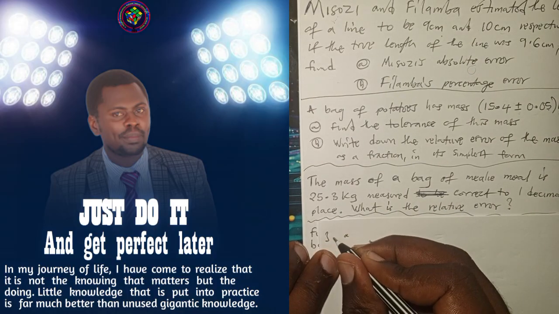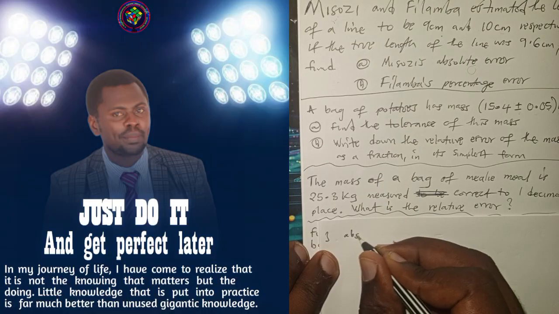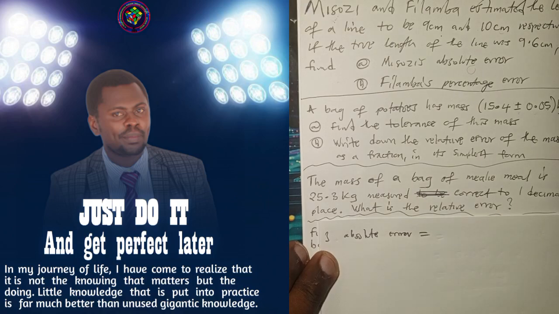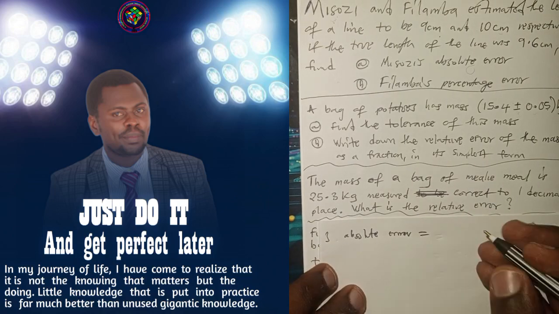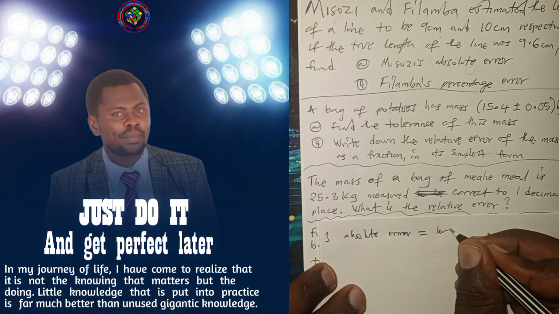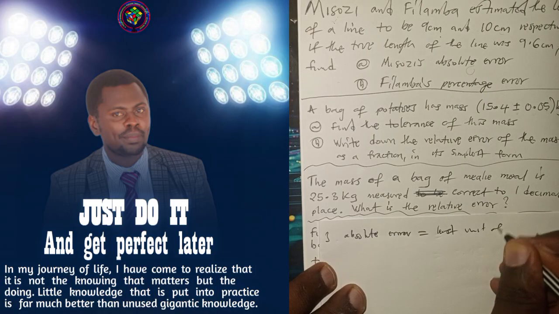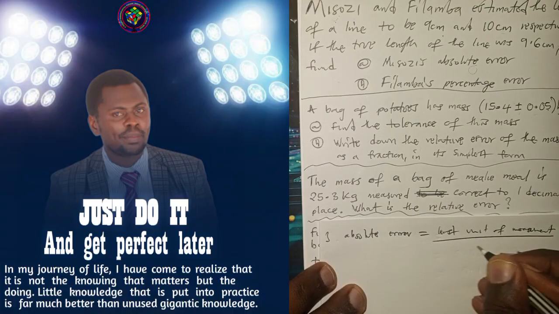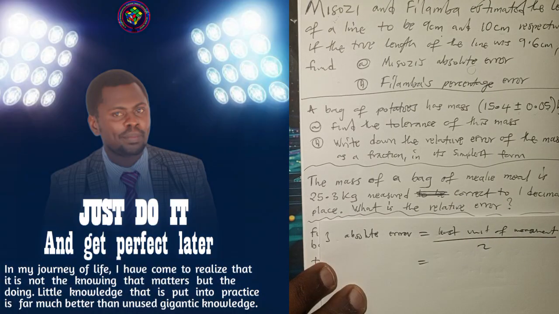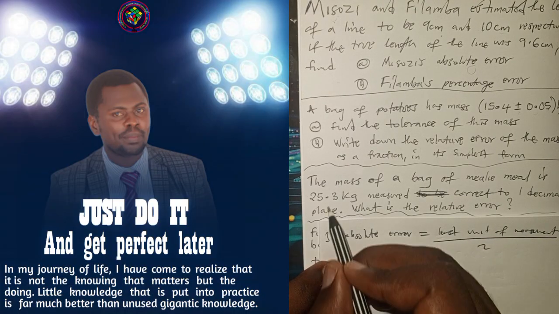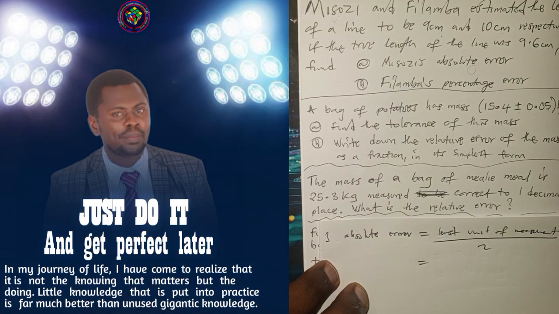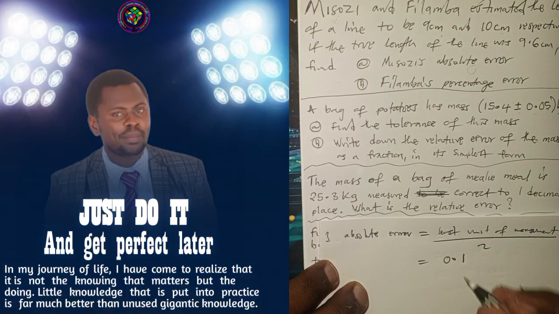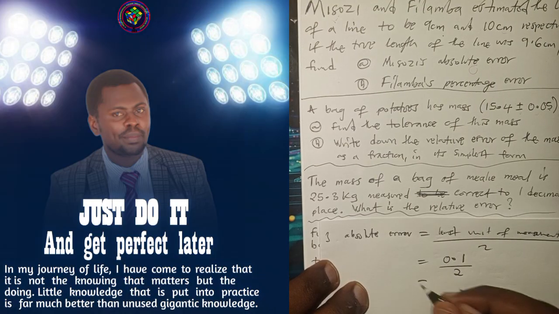So you say absolute error is equal to, we need to have least unit of measurement divided by 2. So the least unit of measurement here is, we can see that we have 1 decimal place. So for 1 decimal place, least unit of measurement should be 0.1. So it's 0.1 divided by 2.